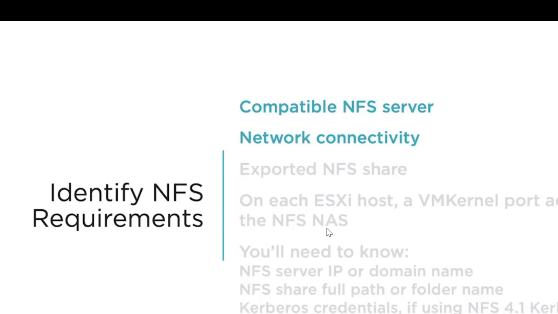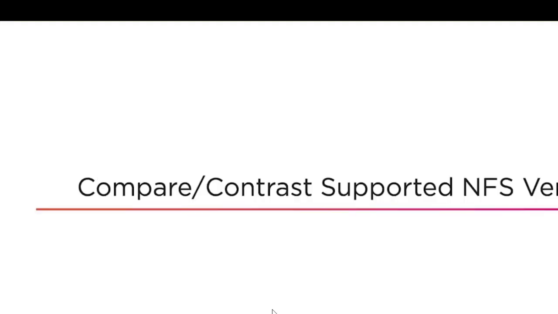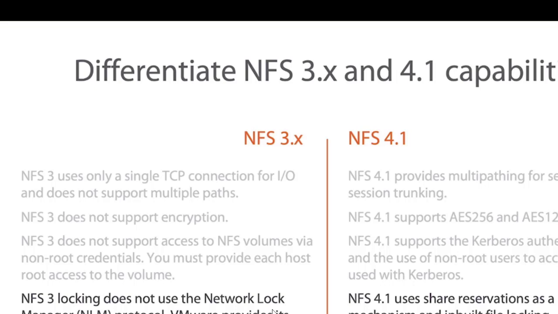So after creating a share, we can connect our ESXi server using a VMkernel port to our NAS for the NFS server. For connecting to the NAS, you should know the IP address or domain name of your server, the NFS share path or folder name, or if you are using Kerberos authentication, you should know the Kerberos credentials. Now there are two versions of NFS shares. One is 3.x and the other one is 4.1. There are many differences in both versions, so I will discuss them one by one.